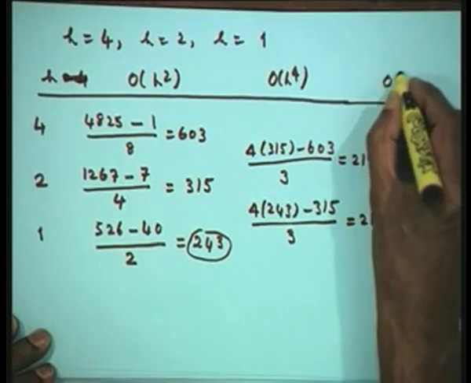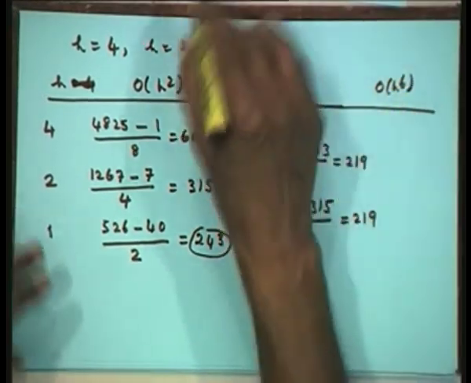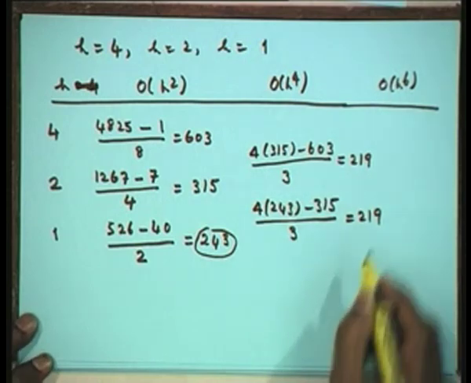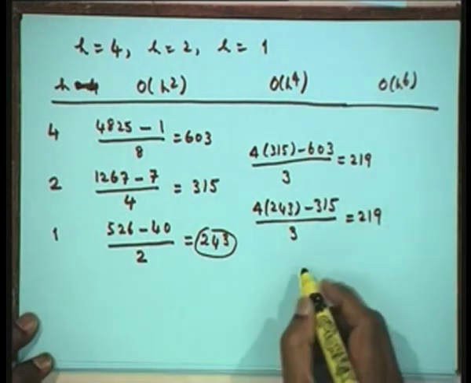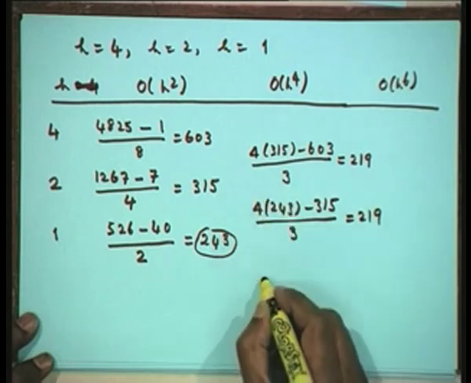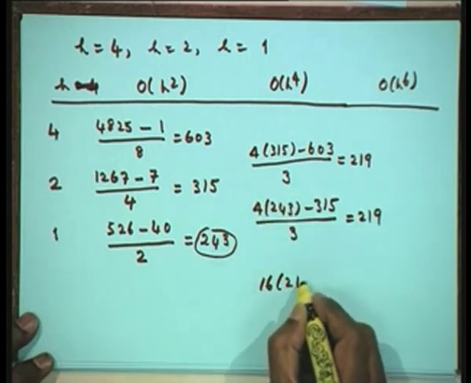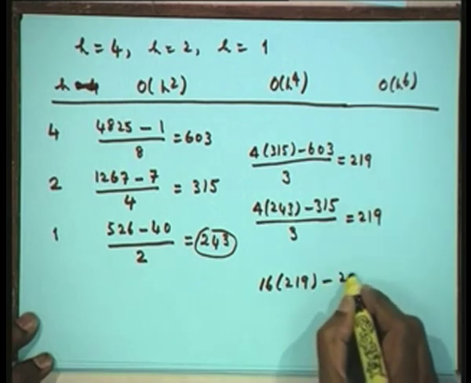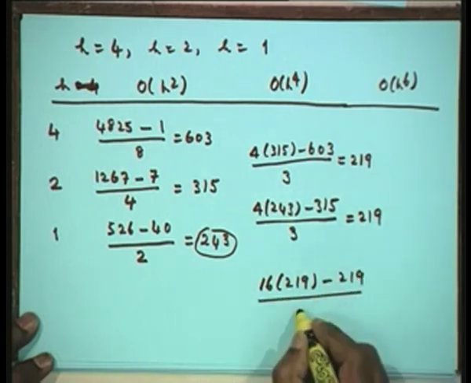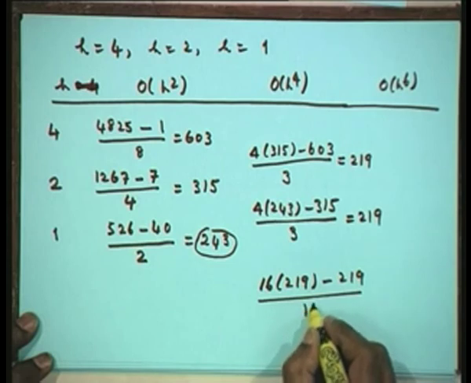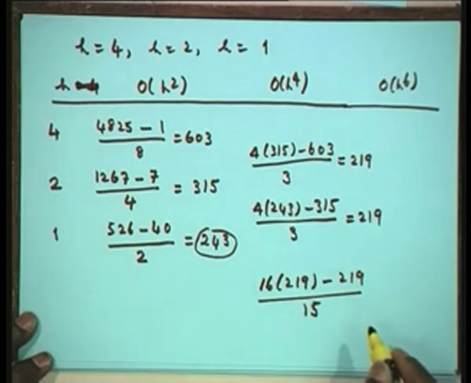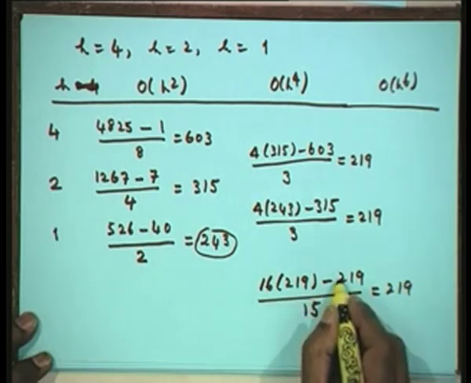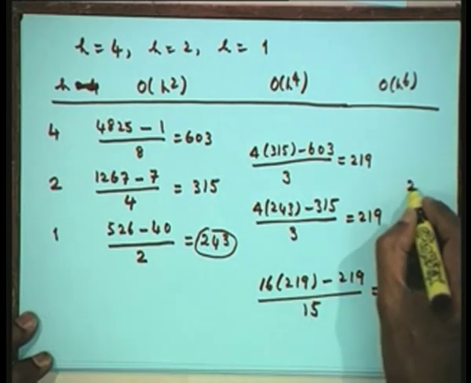Now let us complete this table, order of h to the power of 6. The next term in the series is h to the power of 6. Now we will write down the value here. This will be 4 square, that is 16 times 219, 4 square, that is 16 times this, minus 219 divided by 16 minus 1, that is equal to 15, and this of course is again 219. So this is again 219.